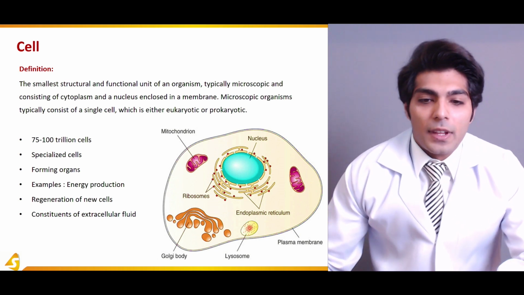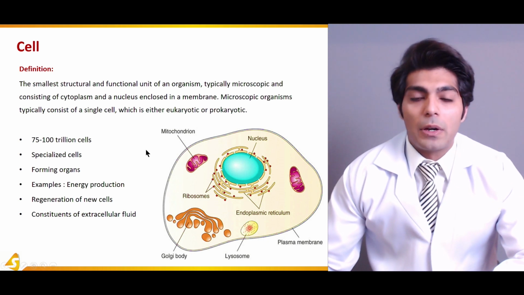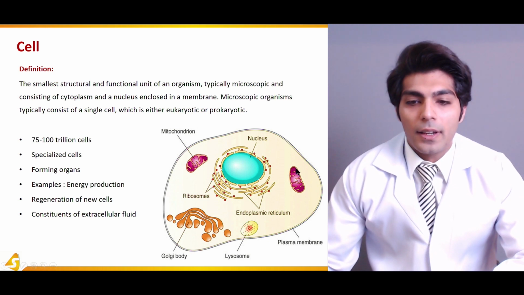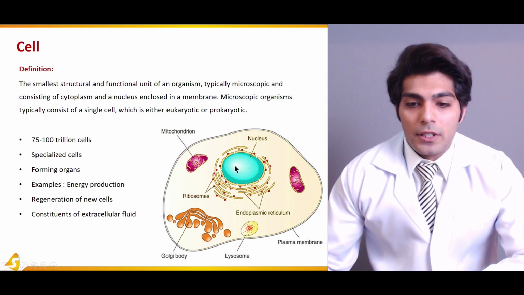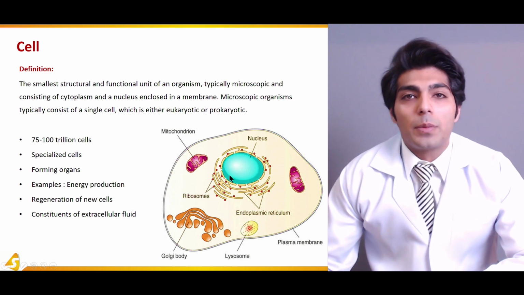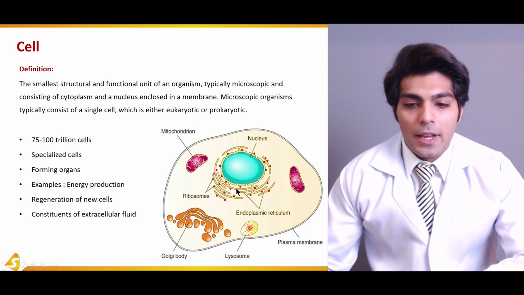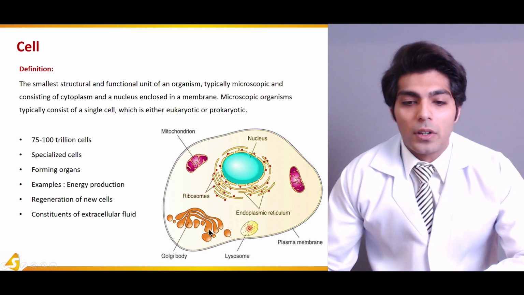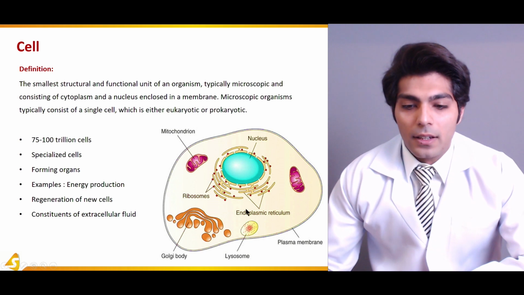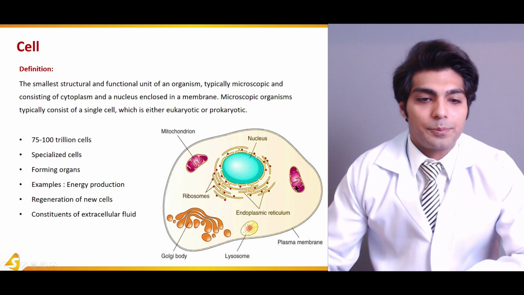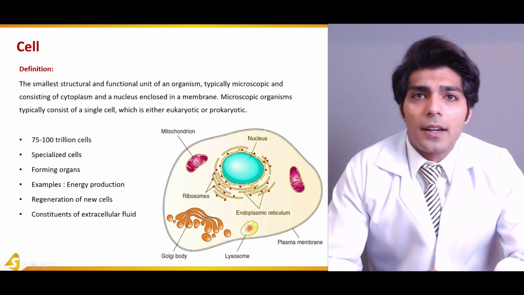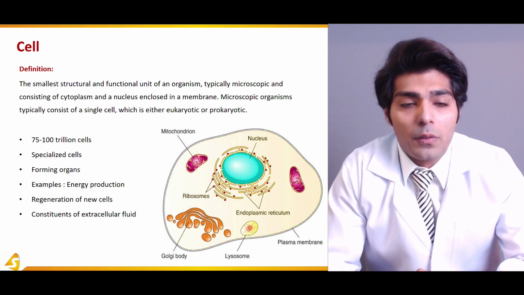So this is the cell. You can see it is bounded by the cell membrane. It has a nucleus, which is the control center of the cell, which is contiguous with the endoplasmic reticulum. Plus we have the flattened sac network of the Golgi body, and we have lysosomes and mitochondria, which are the powerhouse of the cell. There are 75 to 100 trillion cells.